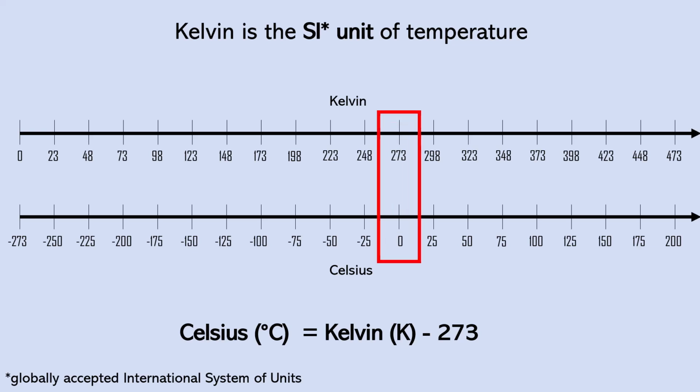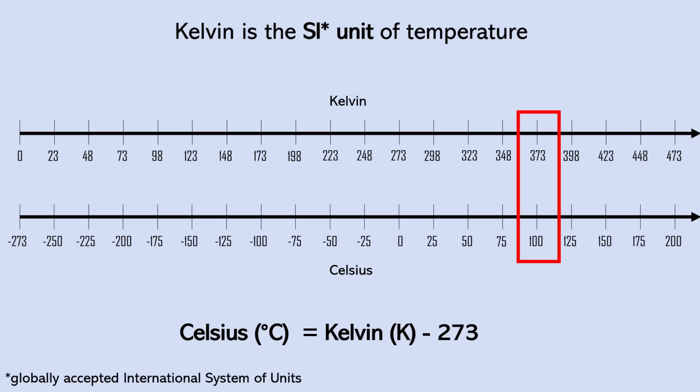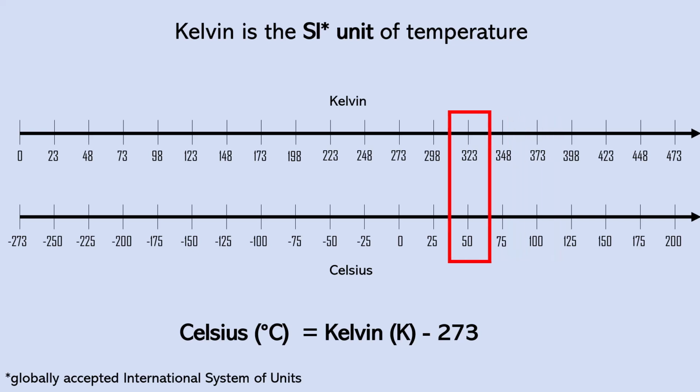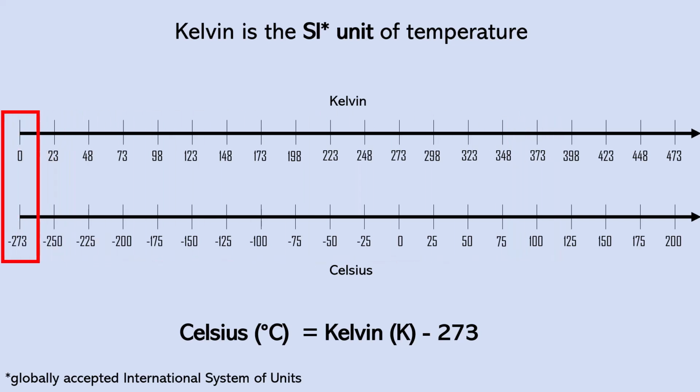For example, 273 Kelvin is equal to 0 degrees Celsius. 373 Kelvin is equal to 100 degrees Celsius, and minus 273 degrees Celsius is equal to 0 Kelvin, which is called the absolute zero. This is the point at which all particle motion stops.